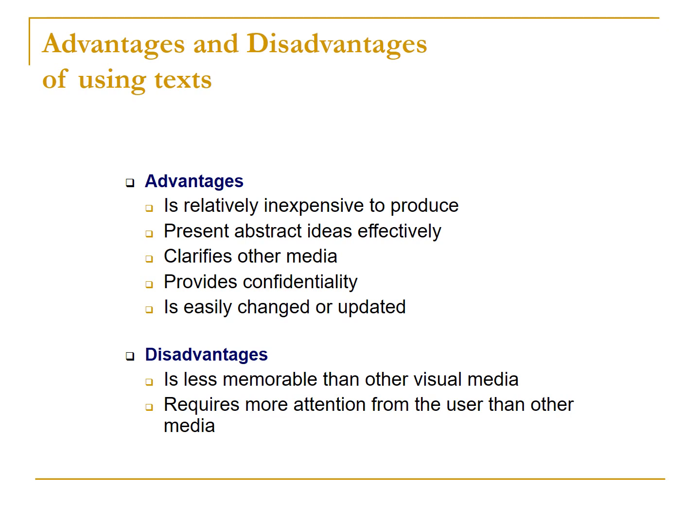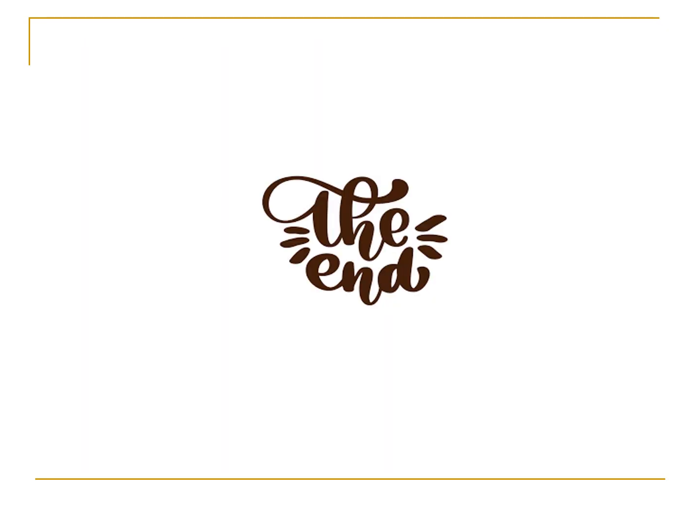Text is relatively low cost to produce, and it presents abstract ideas effectively. Text can easily be used to clarify things and easily changed or updated. However, text has its limitation in being less memorable than other visual media. I believe that you guys can still remember the bad kerning samples rather than other important points in these slides. It shows that text requires more attention from the user than other multimedia elements.